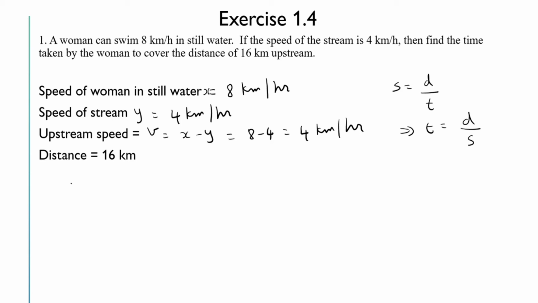So from this we can calculate time is equal to 16 divided by... they have asked the time taken by the woman to cover a distance of 16 km upstream. So time is equal to distance by upstream speed. So T is equal to 16 by 4. This is equal to 4 hours. So the required time is 4 hours.